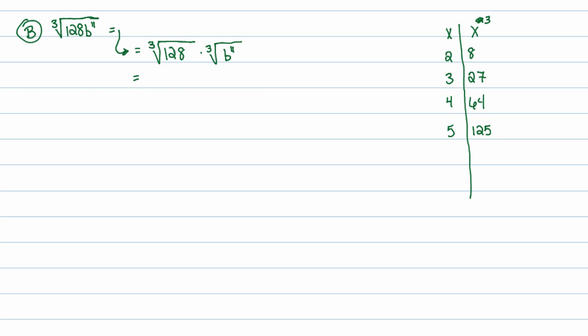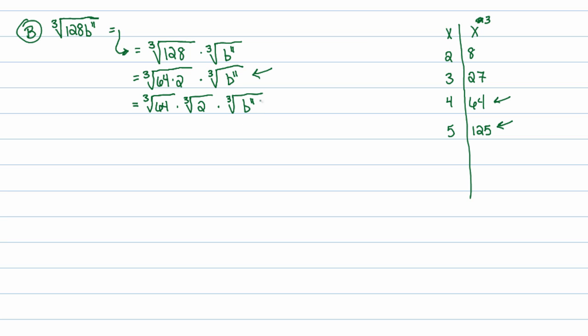And let's see, can 125 go in 128? No. I usually start, by the way, with the largest. Can 64 go into 128? Yes, 64 can. So this will be the cube root of 64 times 2, actually, and times the cube root of b to the 11th. Now I'll show you a trick with that cube root of b to the 11th in a moment, but let's take care of this cube root of 64. So I'm going to split that into the cube root of 64 times the cube root of 2 times, again, the cube root of b to the 11th.